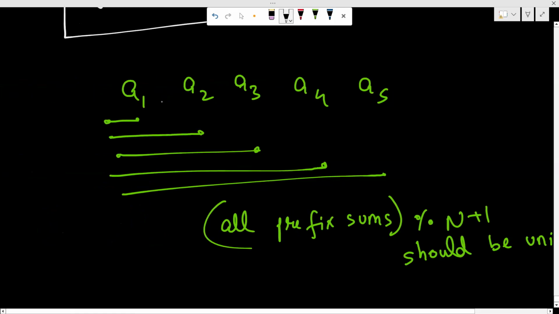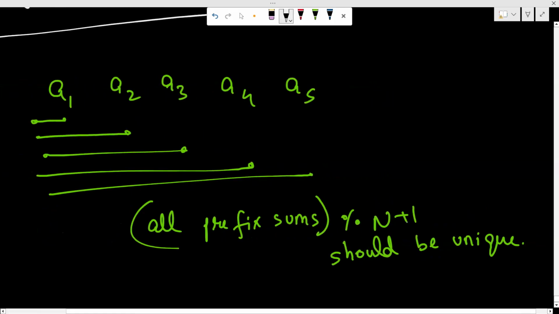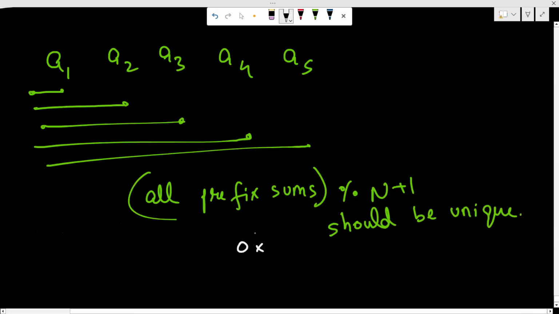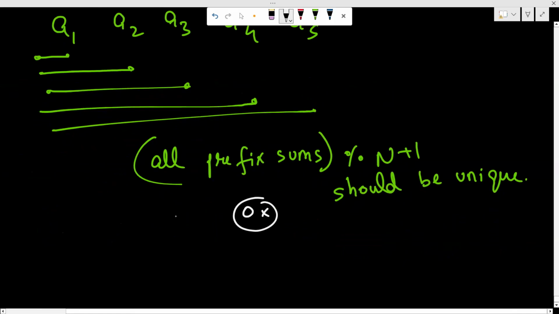And I know that these prefix sums modulo n plus 1 can't be 0 as well. Right? It can't be 0. So what are the possible options I have? That all prefix sums modulo n plus 1 can be 1, 2, 3 up till n. 1 to n, right?